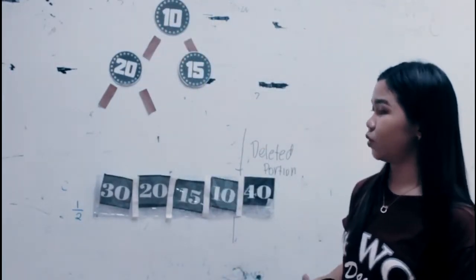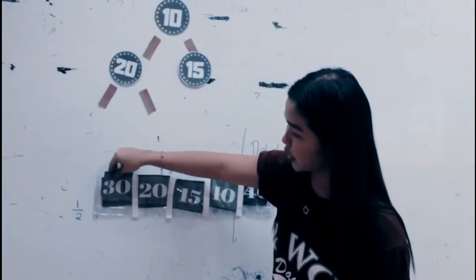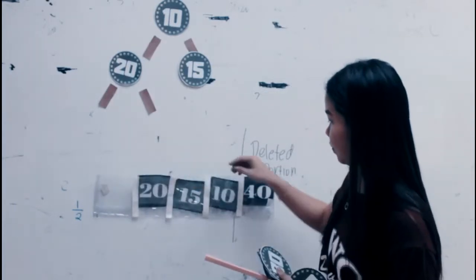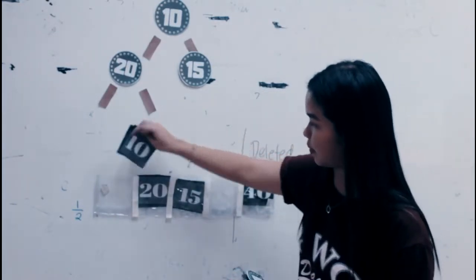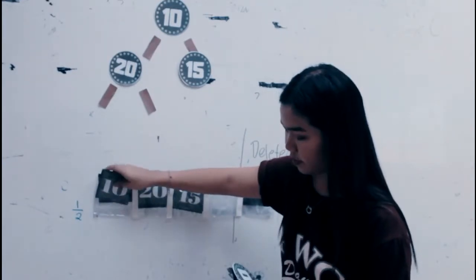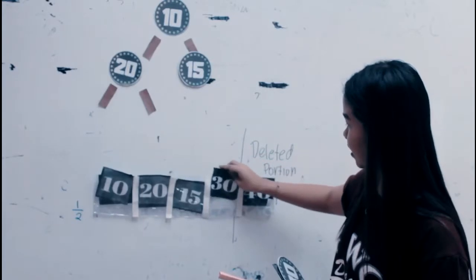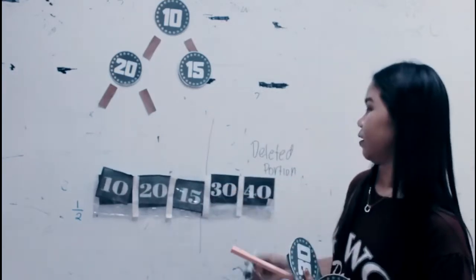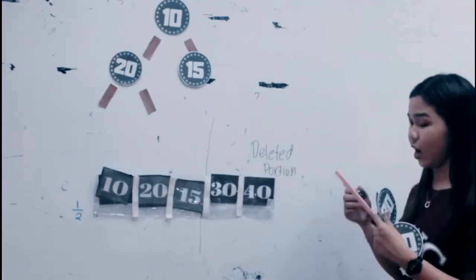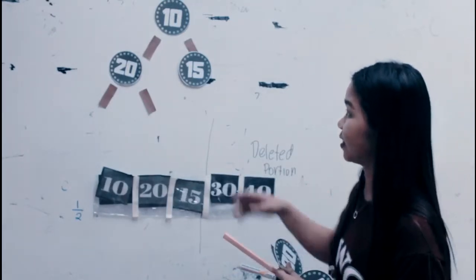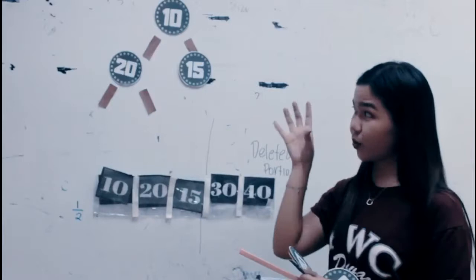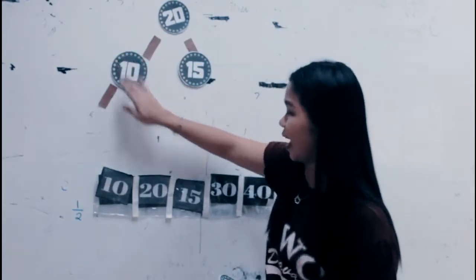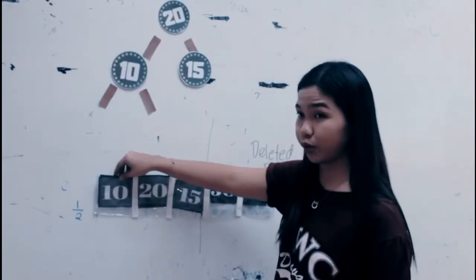So we already have 10, 20, and 15, and we will remove 30, and the black box will be considered as deleted. So we will put it here, and 30 will be placed here, which is the deleted portion of your heap sort. So this is the part which is already deleted and sorted. Next, this is not a max heap. So again, we need to adjust the elements. Put 20 here and put 10 here. And adjust also in your array so that you will not be confused.